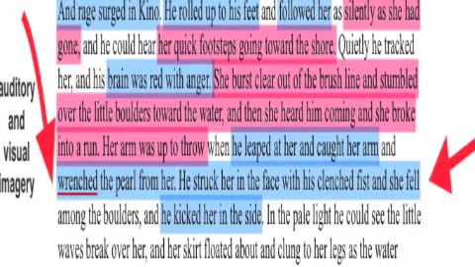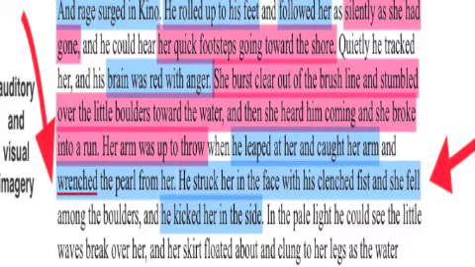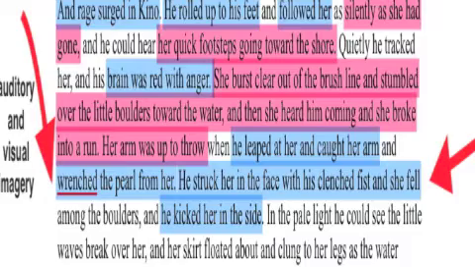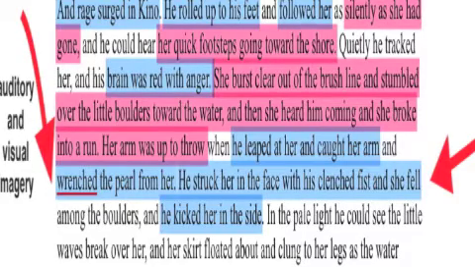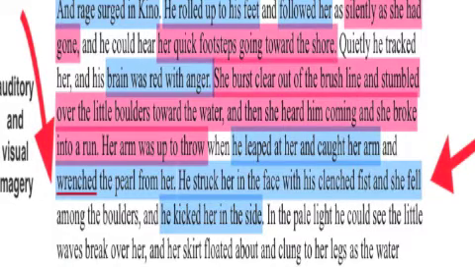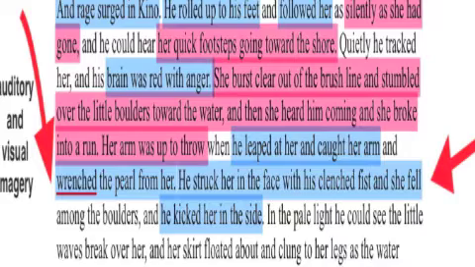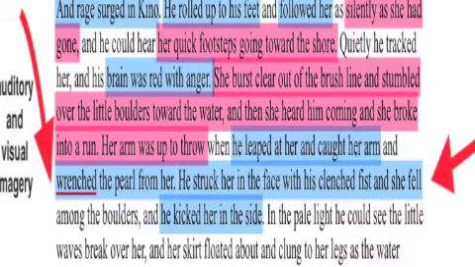When he leaped, so, Steinbeck could have used another word, but he chose leaped, right, at her. That's a strong diction. I would circle the word leaped at her, and caught her arms and wrenched. Now, wrenched is a very strong word, and that's why I have the arrow there. It's where you pull something violently. So he's wrenched the pearl from her. So this again illustrates his anger.